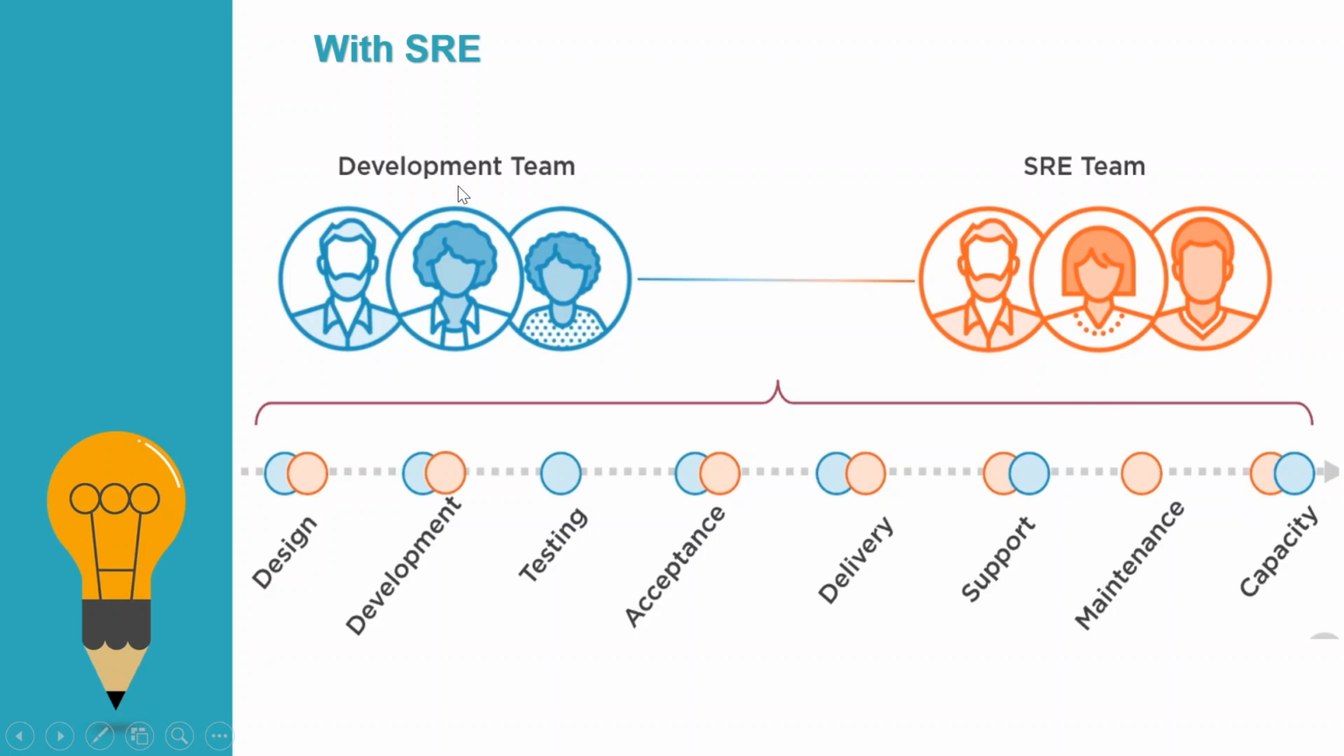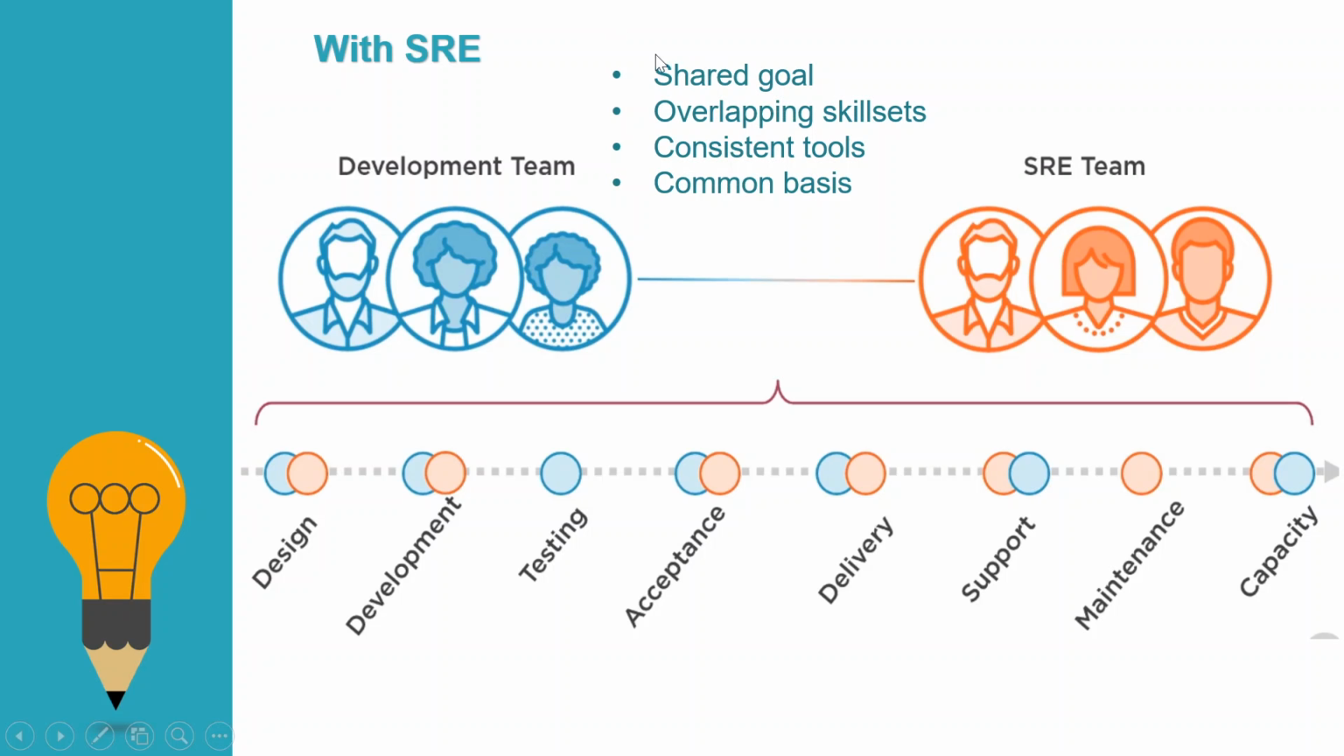For capacity also, the development team will be responsible. Suppose when a production issue happens, with the help of the development team, the SRE team will find the root cause very quickly, and they can do hot fixes in no time. Yeah, this is the main advantage of SRE. The main thing is sharing the responsibility: sharing goals, overlapping skill sets, consistent tools. Because the SRE team will also be involved in development, they know at least about Java, Python, everything.